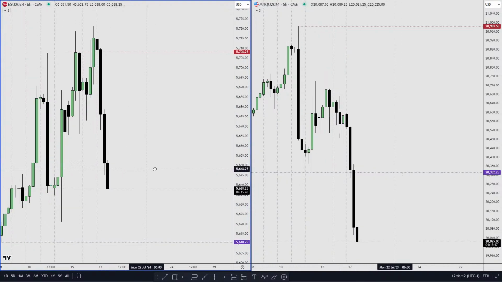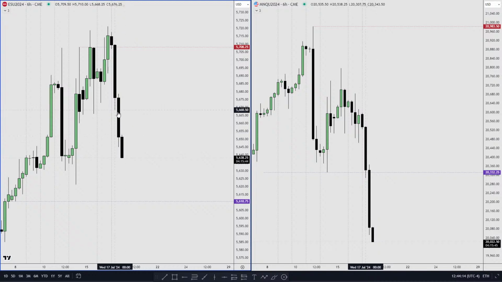Okay, so how would I use the fair value gap right here? Basically 0 and 0.25 would be the entry, right? Usually for higher time frames I would use 0.25. Right, so let's take a look at this particular fair value gap right here.